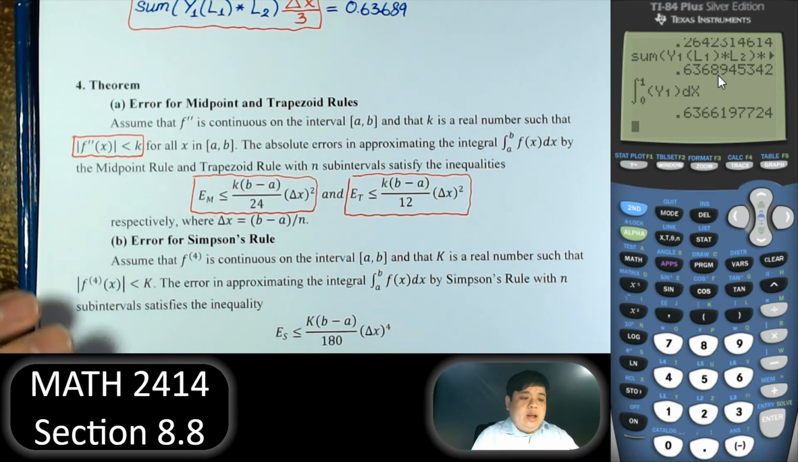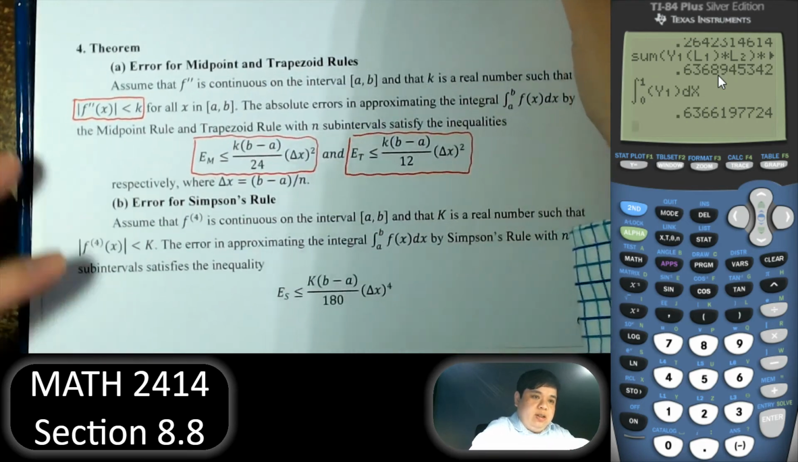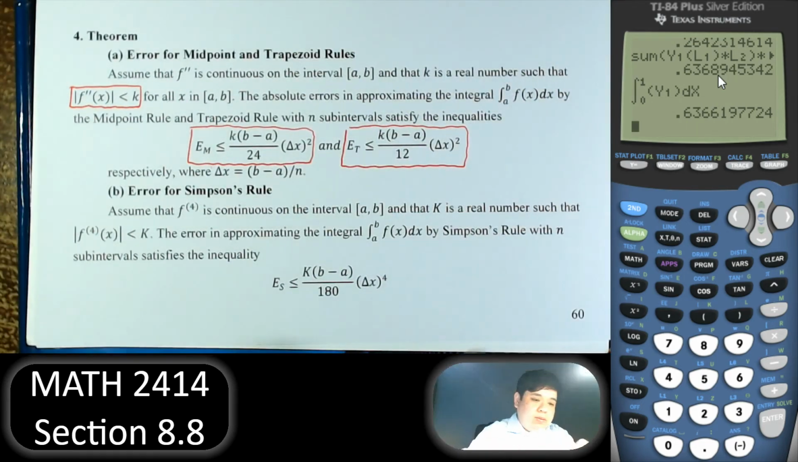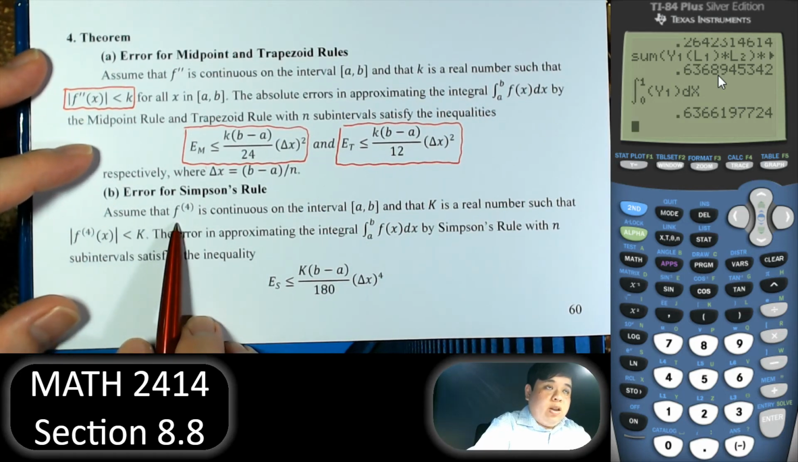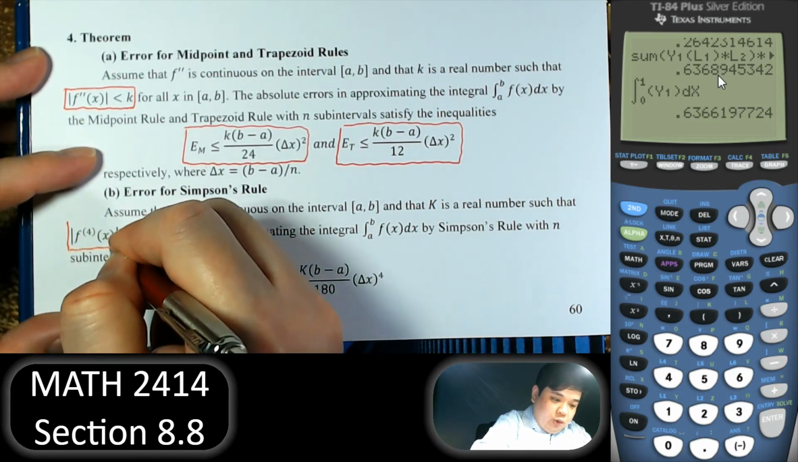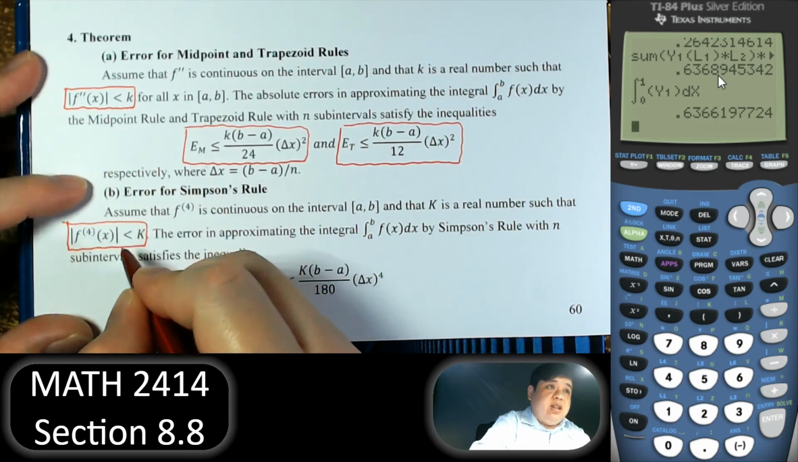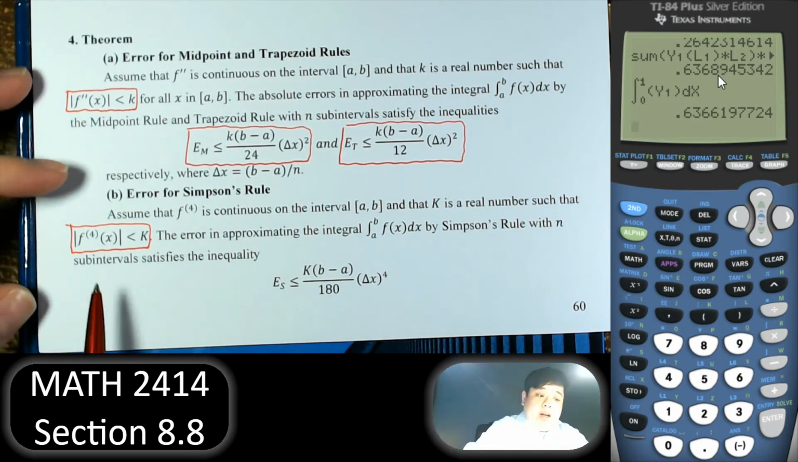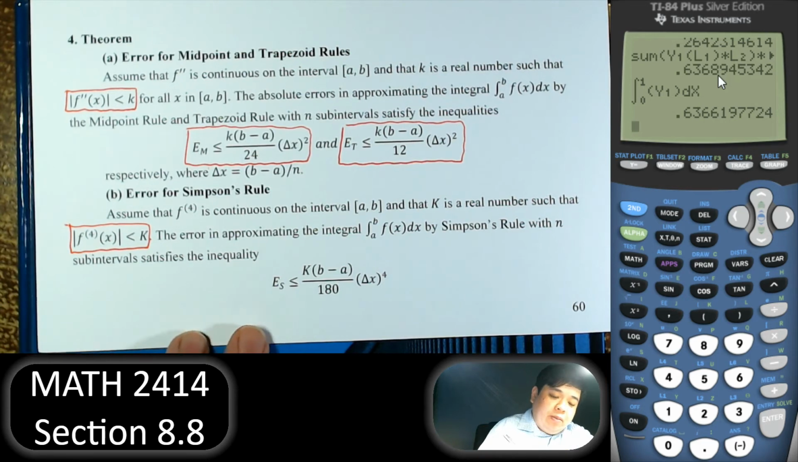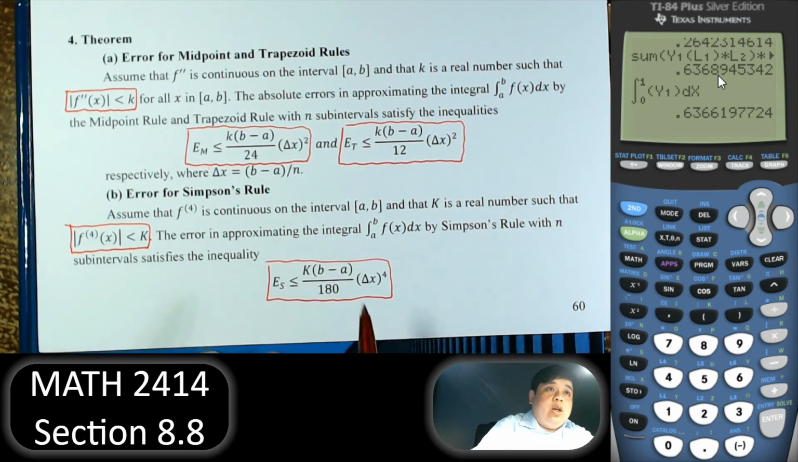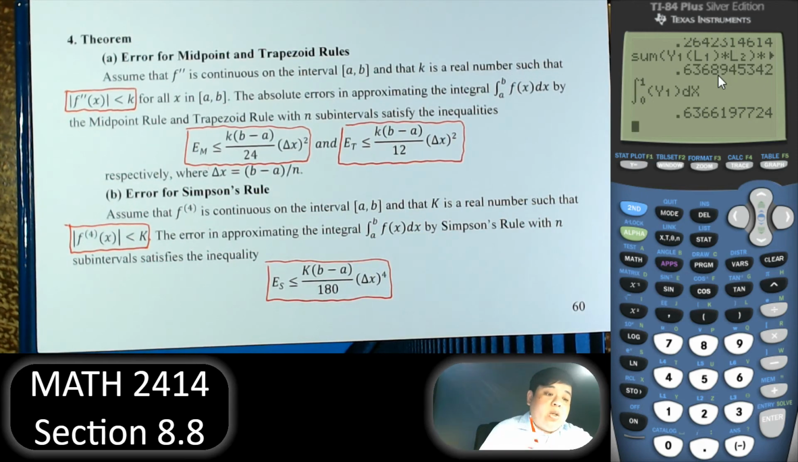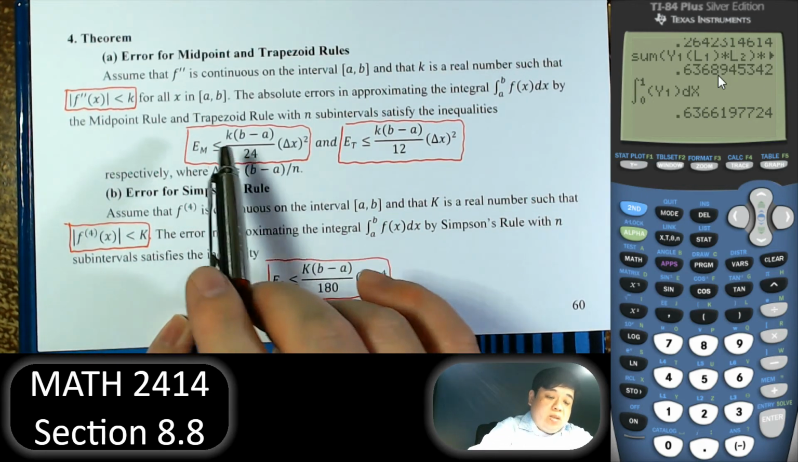Right. In the Simpson's rule, we're going to need the fourth derivative, and the fourth derivative is going to be less than k, so k is an upper bound of the fourth derivative, and the error in the Simpson's rule is divided by 180. So for the Simpson's rule, because we use a curve that is actually closer to the function than a straight line, this approximation in general is better than those two.